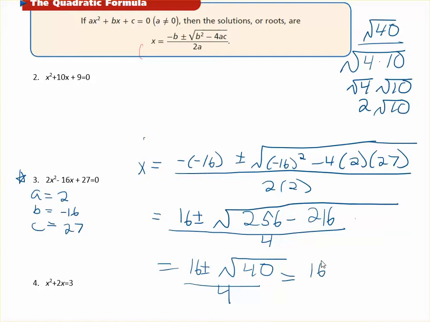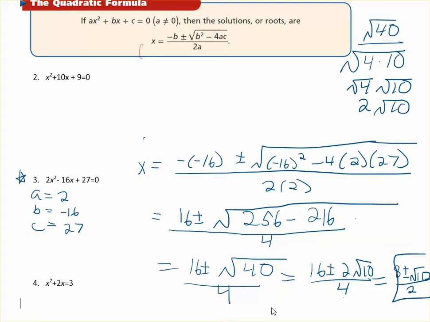So this is equal to 16 plus or minus 2 times the square root of 10, all divided by 4. So we're almost done. Our last step is to simplify that fraction. It looks like a big, long, complicated fraction, but that's okay. If I were to factor out a 2 from each of these terms, or divide each term by 2, I'd have 16 divided by 2 is 8, plus or minus 2 times the square root of 10 divided by 2 would just be the square root of 10, and 4 divided by 2 is 2.